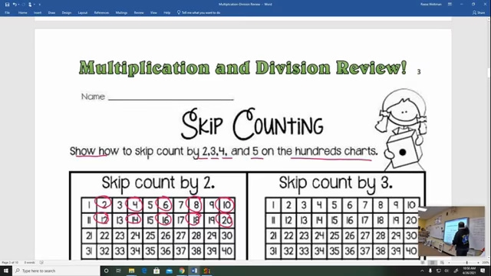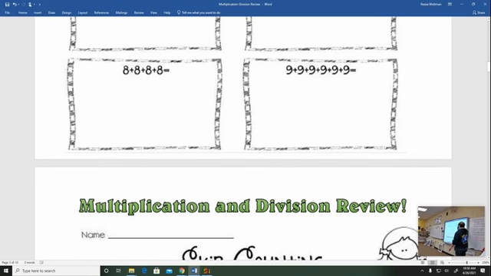Okay, so next one here. 8 plus 8 plus 8 plus 8. Talent, how can I write this one as a multiplication fact? 8 times 4. That's right. And what is the answer to that? What's our product there? 32. He's exactly right. Good. 8 plus 8 is 16. 16 plus 16 is 32.